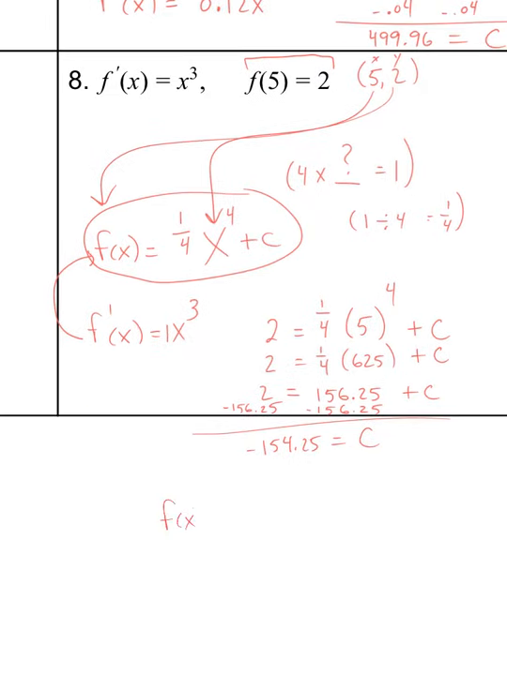All right, so let's recap. f of x is equal to 1/4 x to the 4th plus c. That is my general antiderivative. Alrighty, and then when I plug in my specific c value, f of x is equal to 1/4 x to the 4th minus 154.25. That is my specific antiderivative.